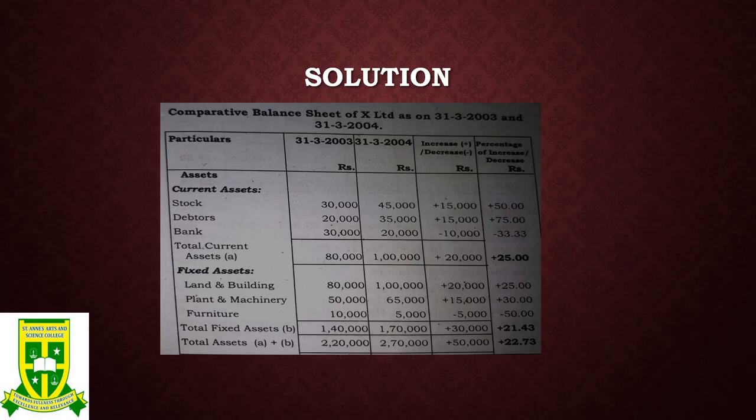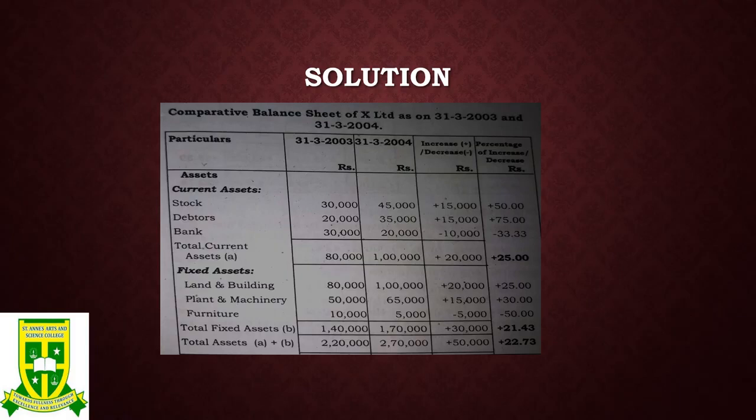The next one is furniture, 10,000, 5,000. It has been decreased by 5,000. So minus 5,000. 5,000 divided by 10,000, you will be getting 50.00. So the total fixed assets is 1,40,000 and 1,70,000. It has been increased by 30,000. So 30,000 divided by 1,40,000, you will be getting 21.43.